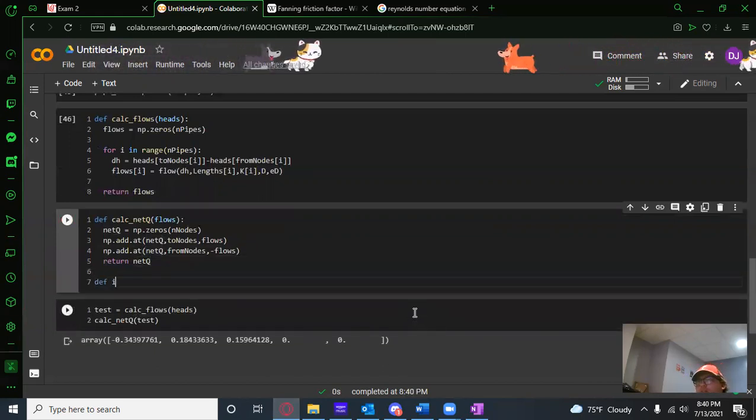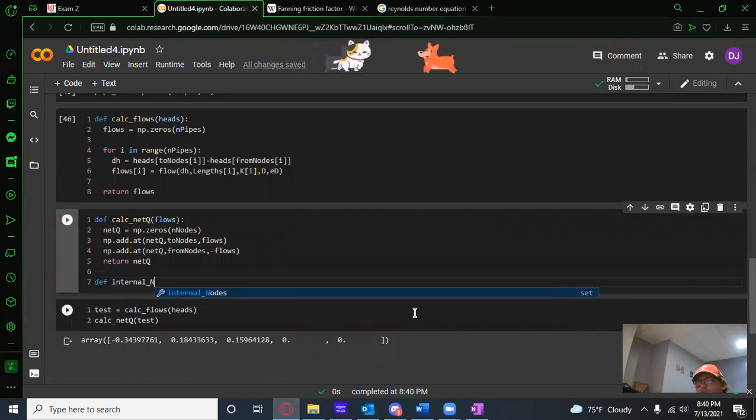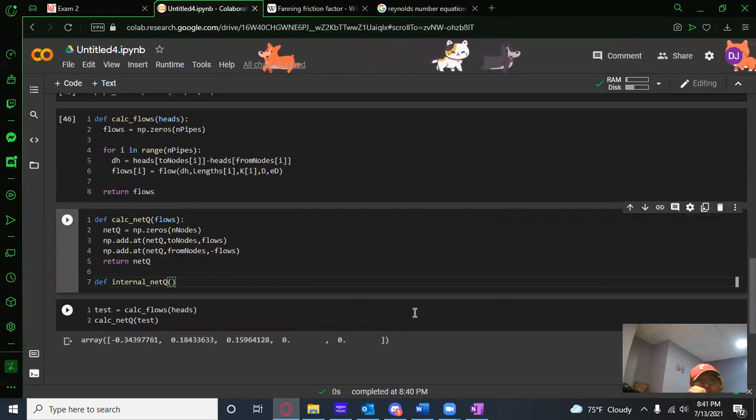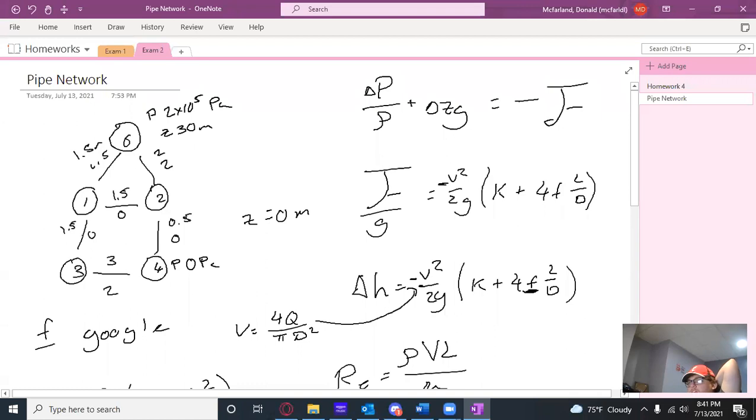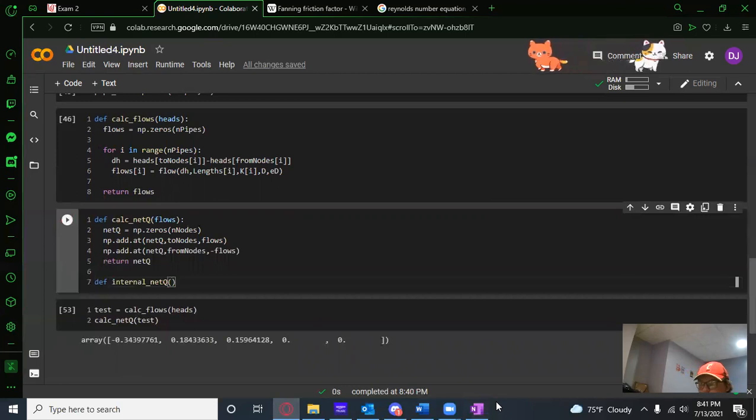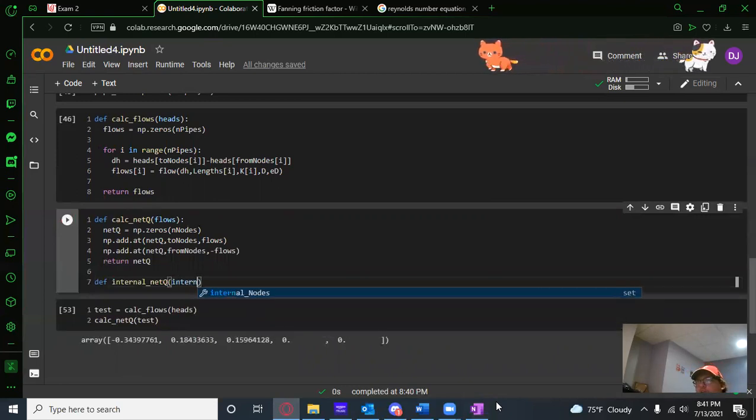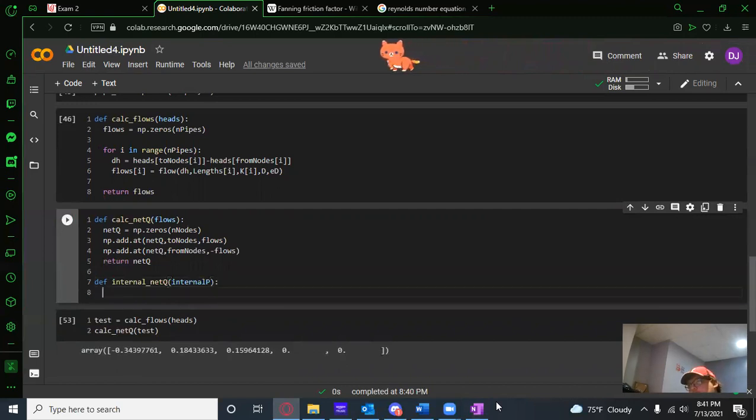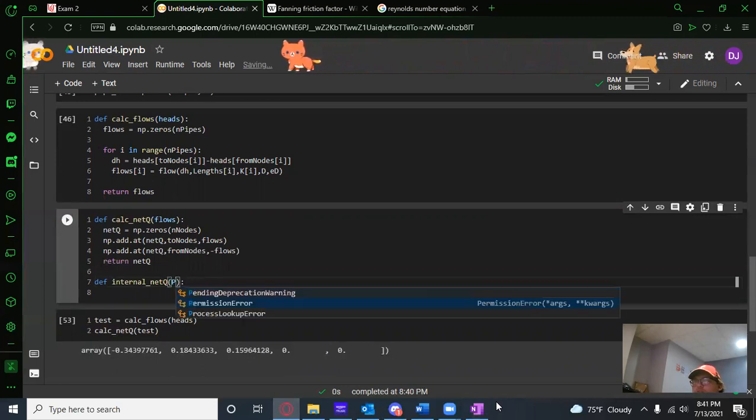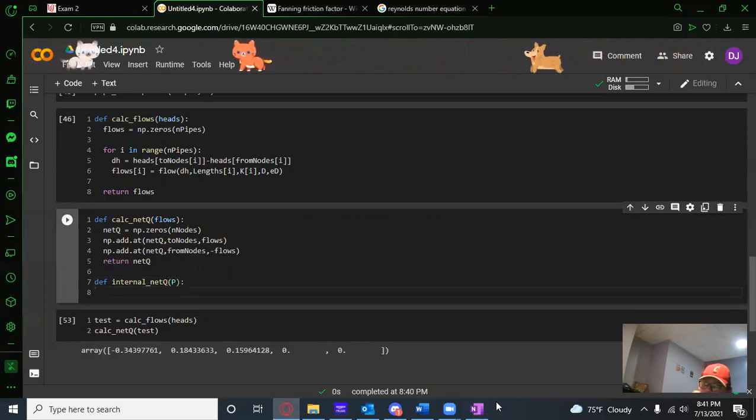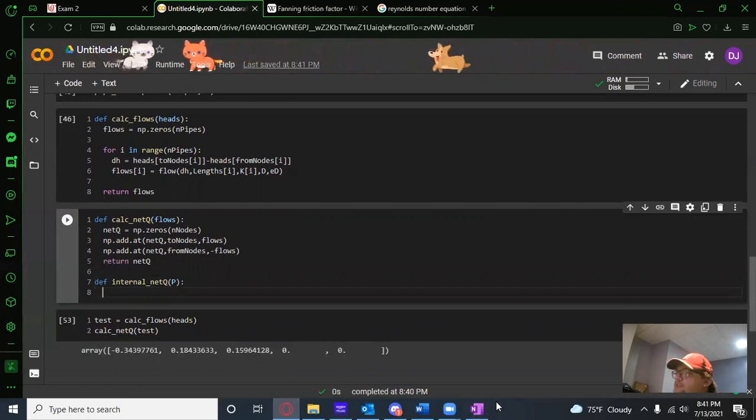So, find internal net Q. Now, like I said before, these three must have a net Q of 0. To do that, we're going to need internal pressure. So we're just going to call that internal P. Actually, just because I don't like writing words, I'm just going to call it P.